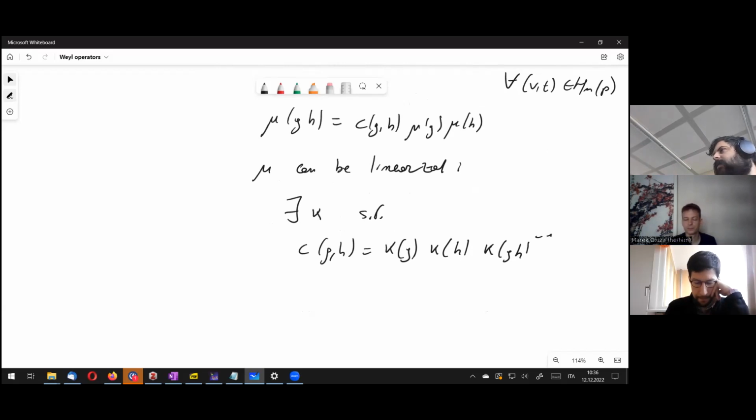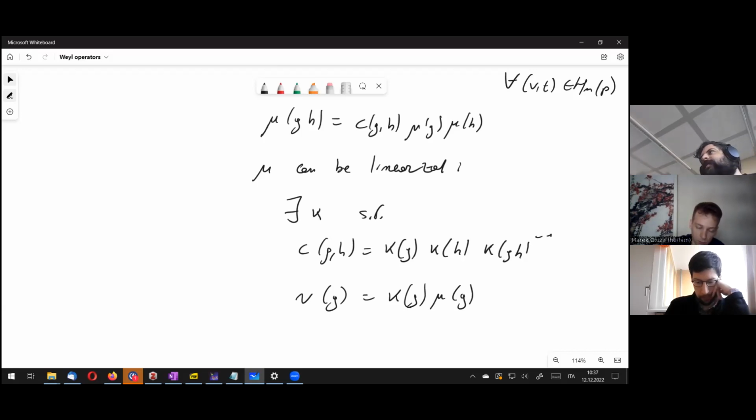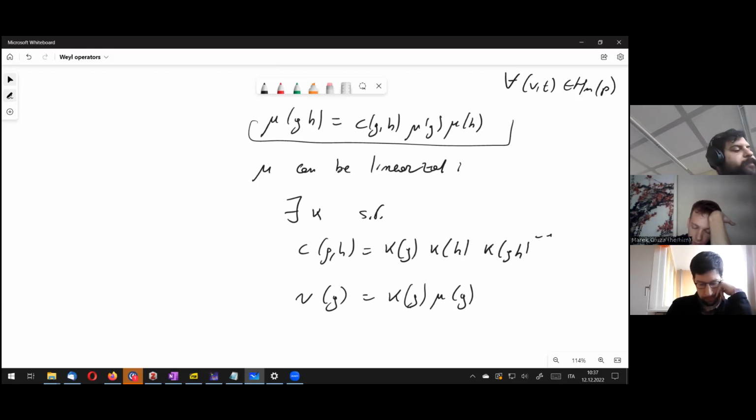And if you write another representation of the symplectic group as k of g mu of g, then you will not have these phases coming in a relation like this anymore. So your representation will be a faithful representation. But this is a situation that is occurring only for odd characteristics.